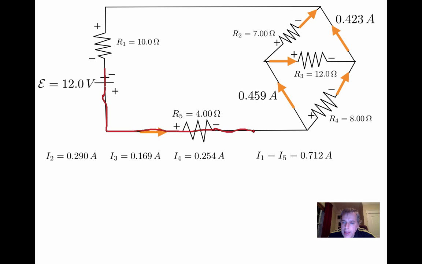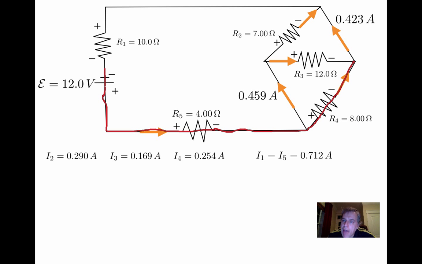Okay? And then I keep going like this. Now I have a choice. I can pick any path I want. Let's say we go this way. Then again, the potential decreases. I go from plus to minus. So delta V will be negative. What's the value of delta V? I take R4, 8 ohms, multiplied by I4, 0.254 amps. So that gives me delta V, and it's negative.